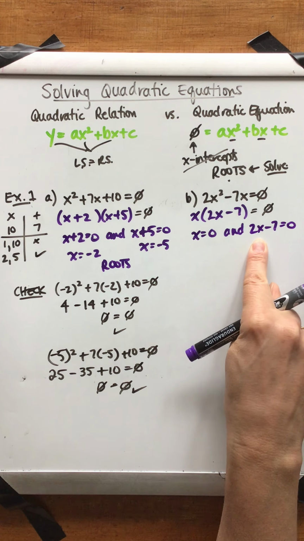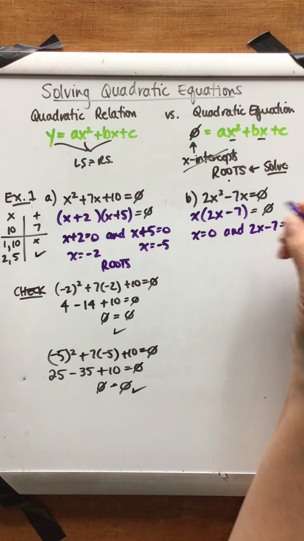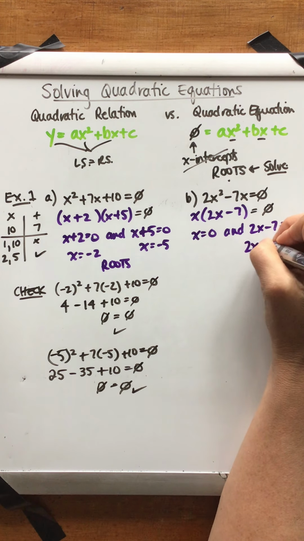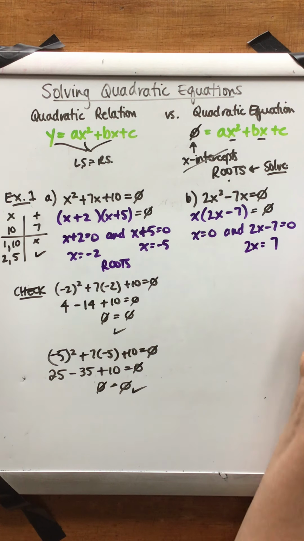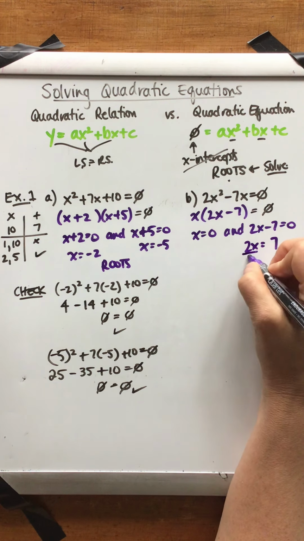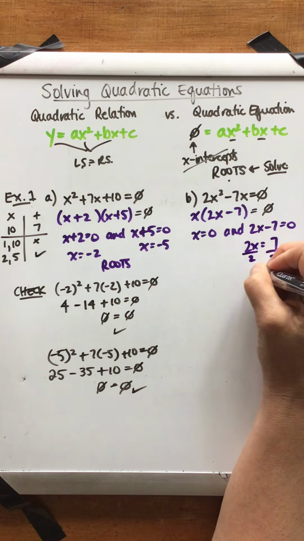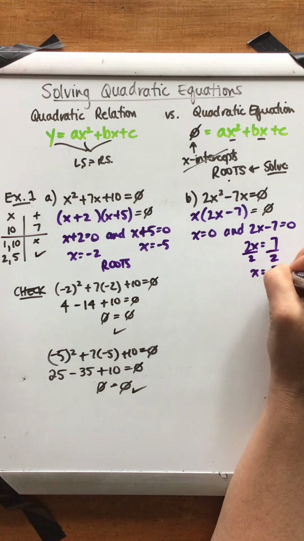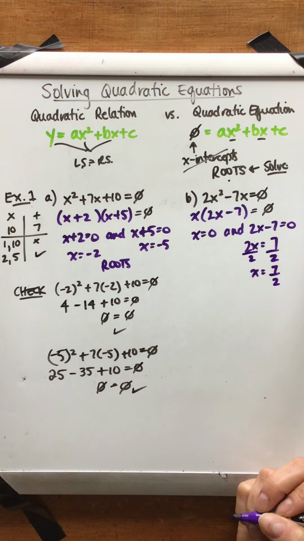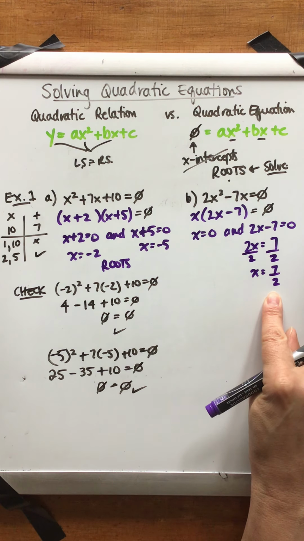If we rearrange and solve for x, I'm going to take the negative 7 to the other side by adding 7 to both sides. And then I'm going to get x by itself by doing the opposite of multiplying by 2, which is to divide by 2. So x equals 7 halves, or 3½ if you like.